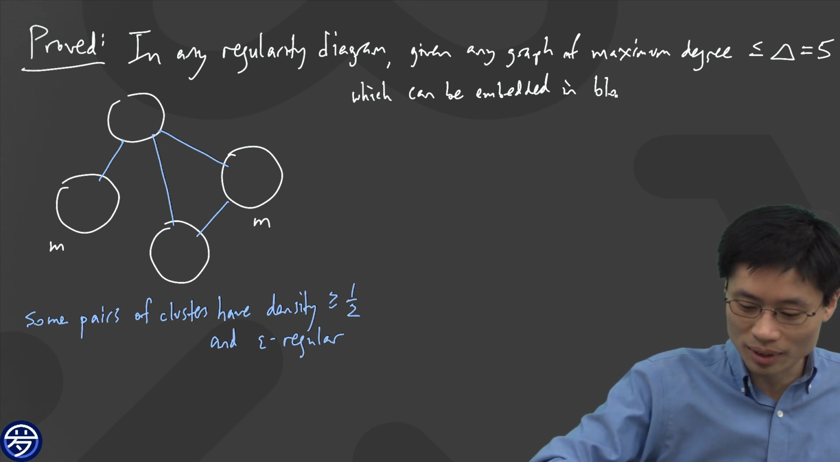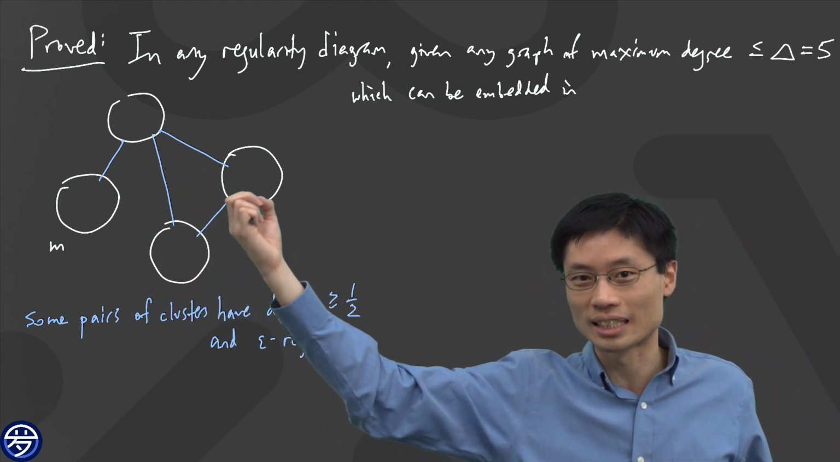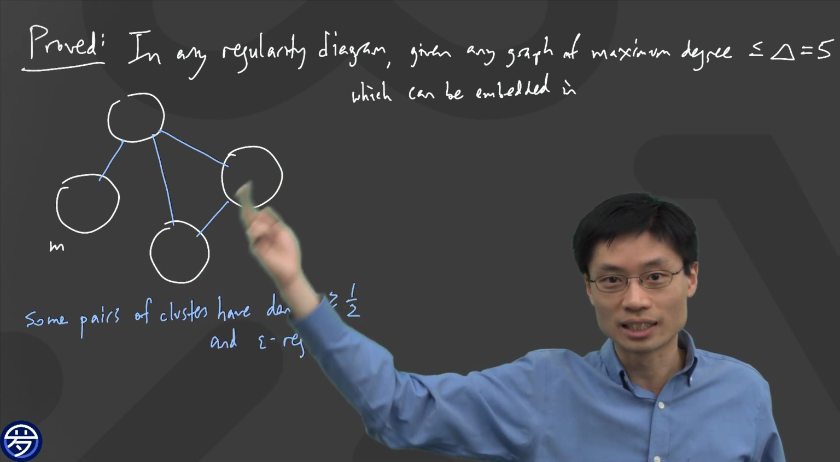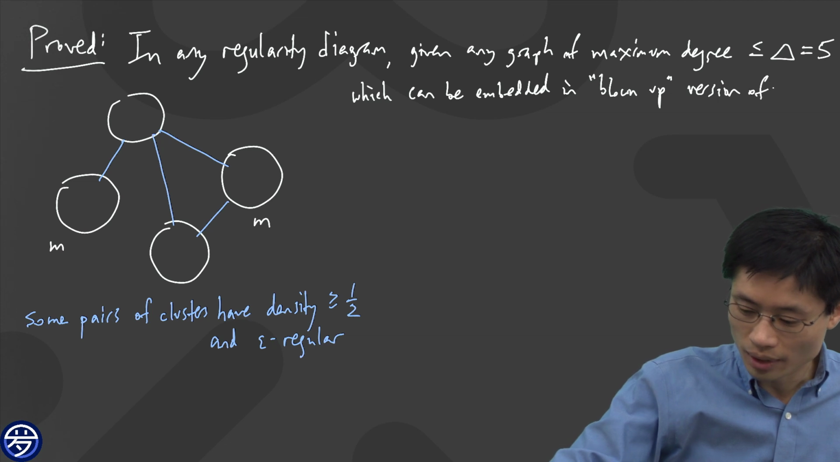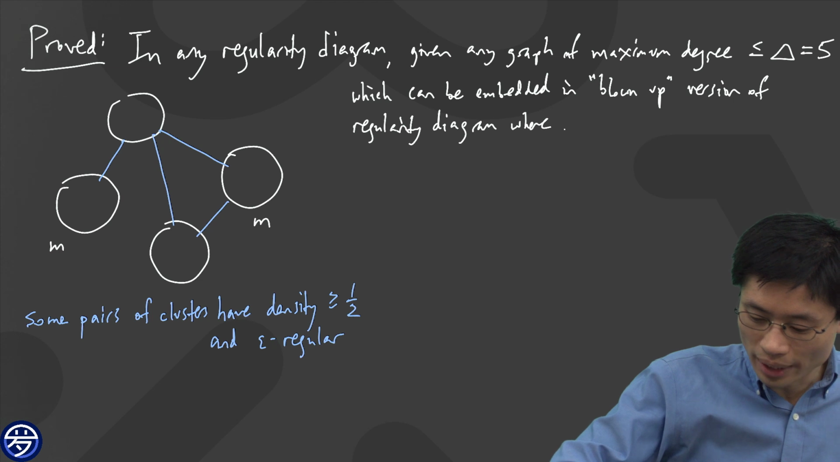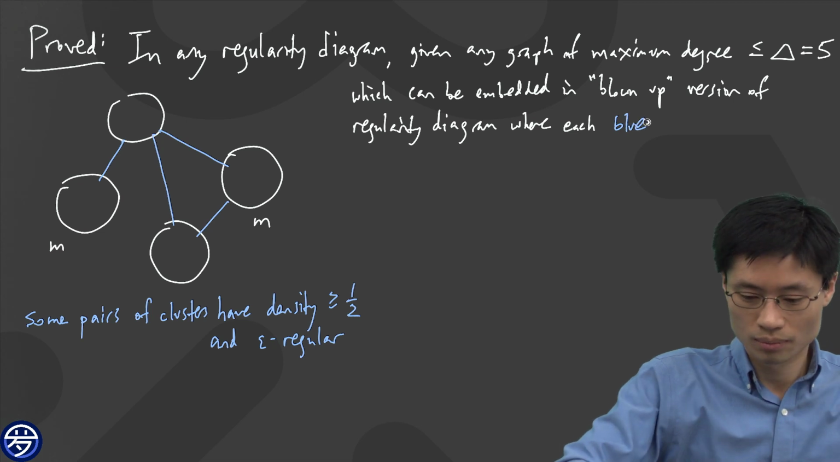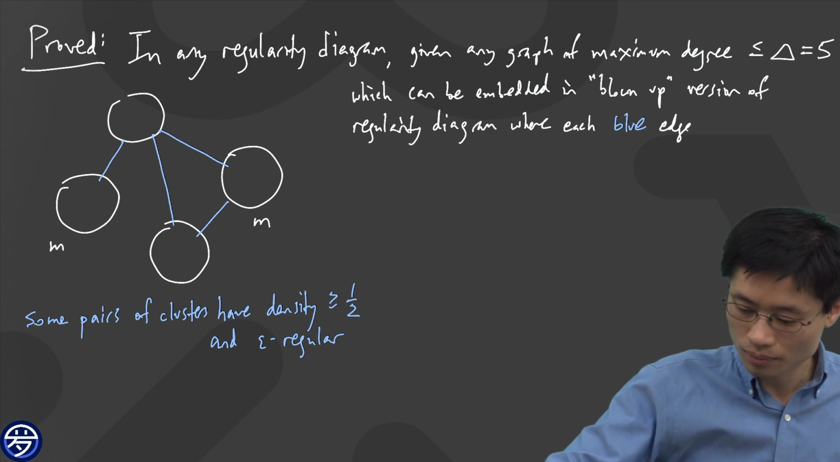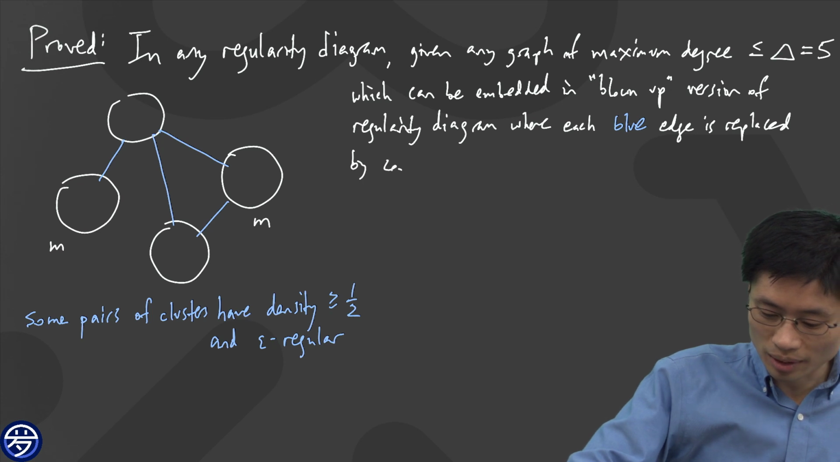Well, I shouldn't call it blown up. We're not really blowing up anything. Well, I guess it is. It's sort of like blown up. This is like a diagram. This looks like a graph, but you should think of this as m vertices, m vertices. Every blue thing is a complete bipartite graph. So let's call it the blown up version of the regularity diagram, where each blue edge is replaced by a complete bipartite graph.